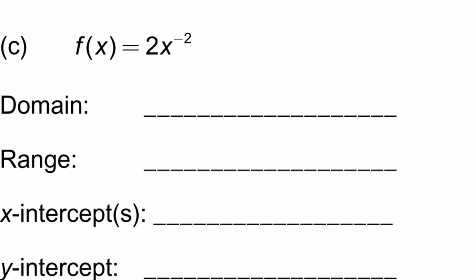Okay, so example C. We have f of x equals 2 times x to the negative 2 power. So I'd like to rewrite this. This is the same thing as saying 2 times 1 over x squared. So it's 2 over x squared. So right away, you might be like, I have no idea. How do you even graph this? What the heck? But do not fear. Have a little review to do.